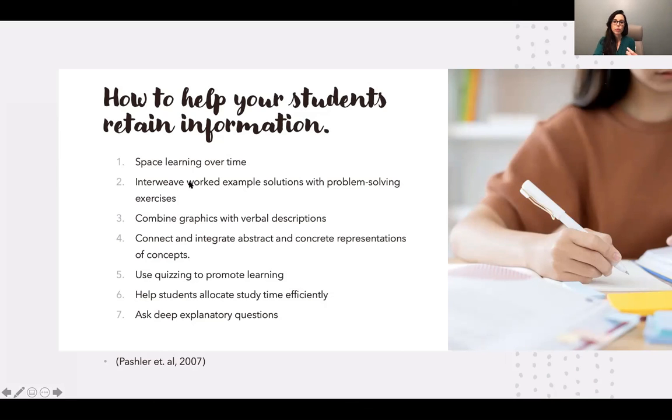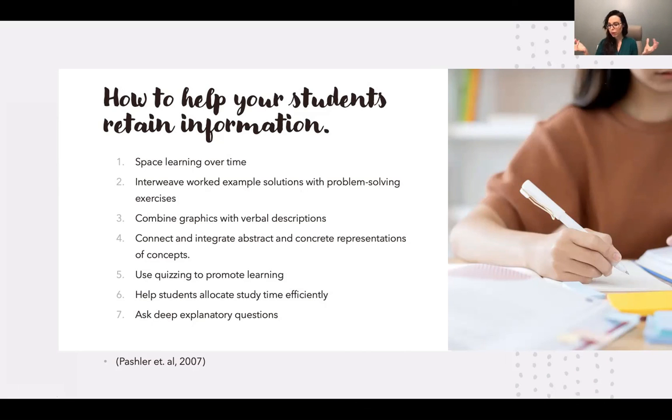This one here, interweave worked example solutions and problem-solving exercises. So this is really good for math. If you have a problem that you want them to solve, here's an example, here it is modeled, and then you have the question right next to it. If you can intersperse it like that, it's easier.